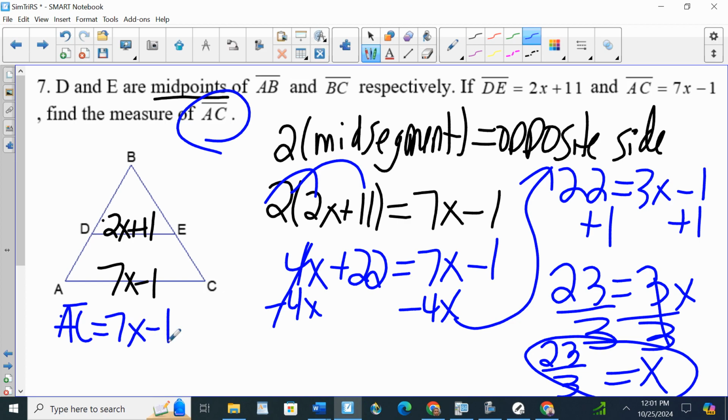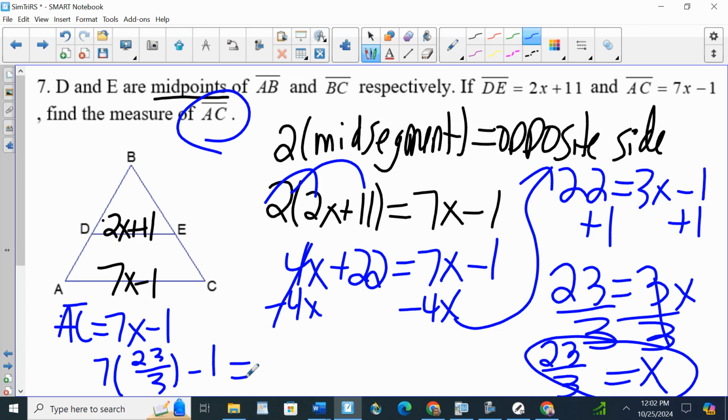So it would be 7 times 23 over 3 minus 1. And whatever that gives you would be your answer. So I'm not concerned about it. It looks like I might have just made a little mistake when I created the problem where it doesn't work out to a nice value. You won't have to worry about that on your exam.